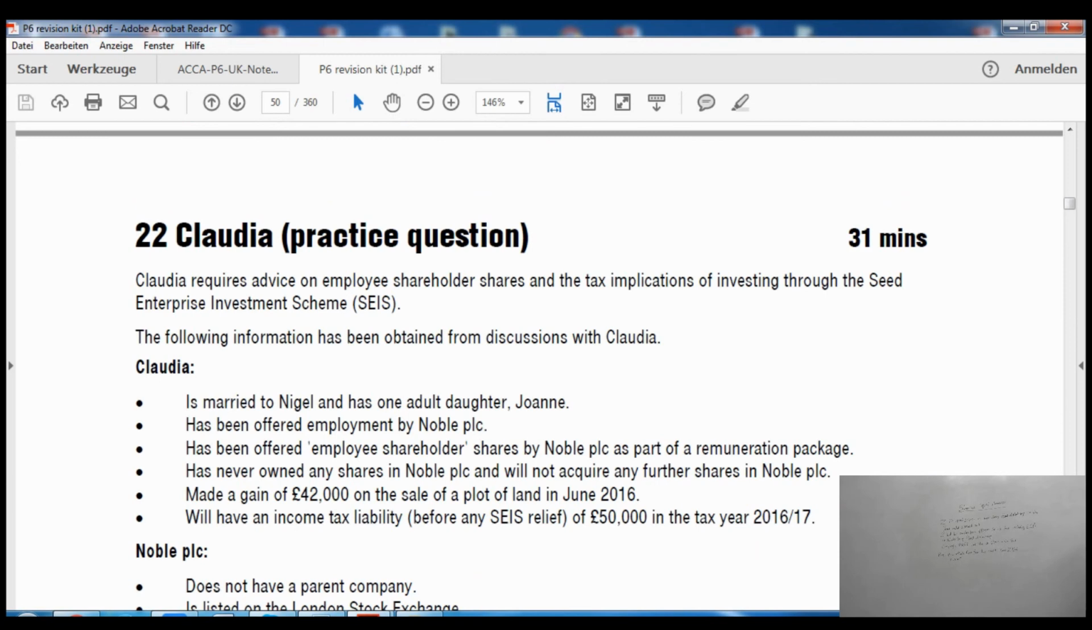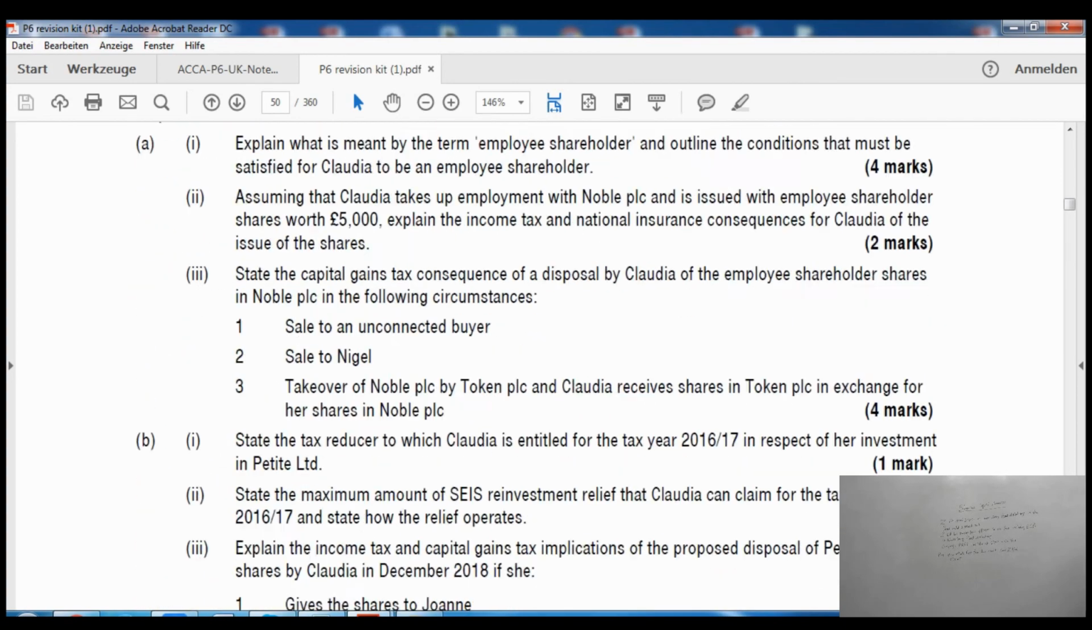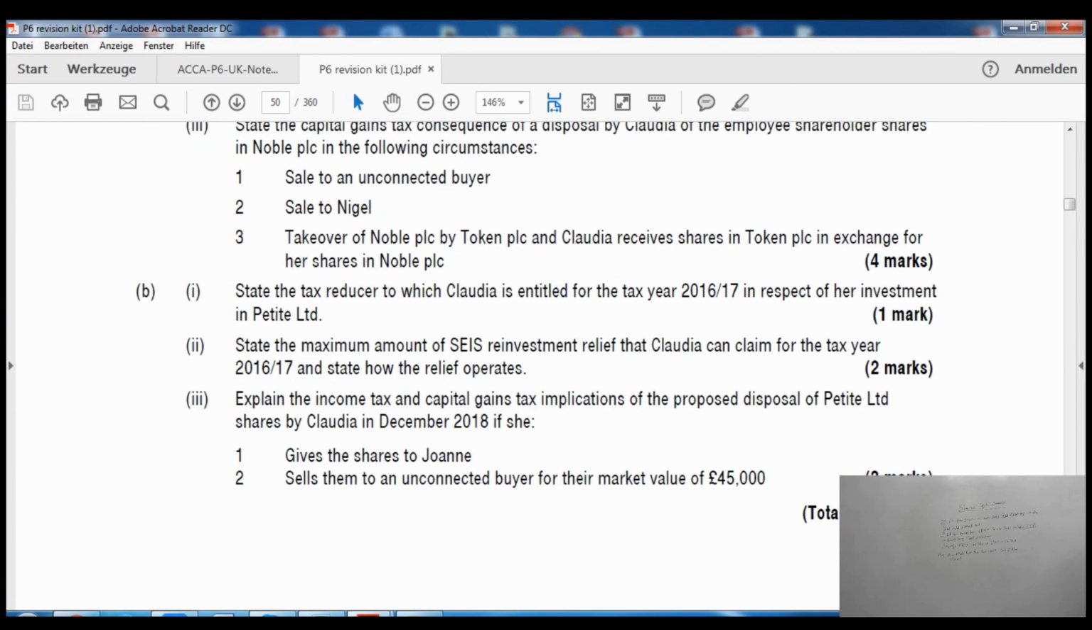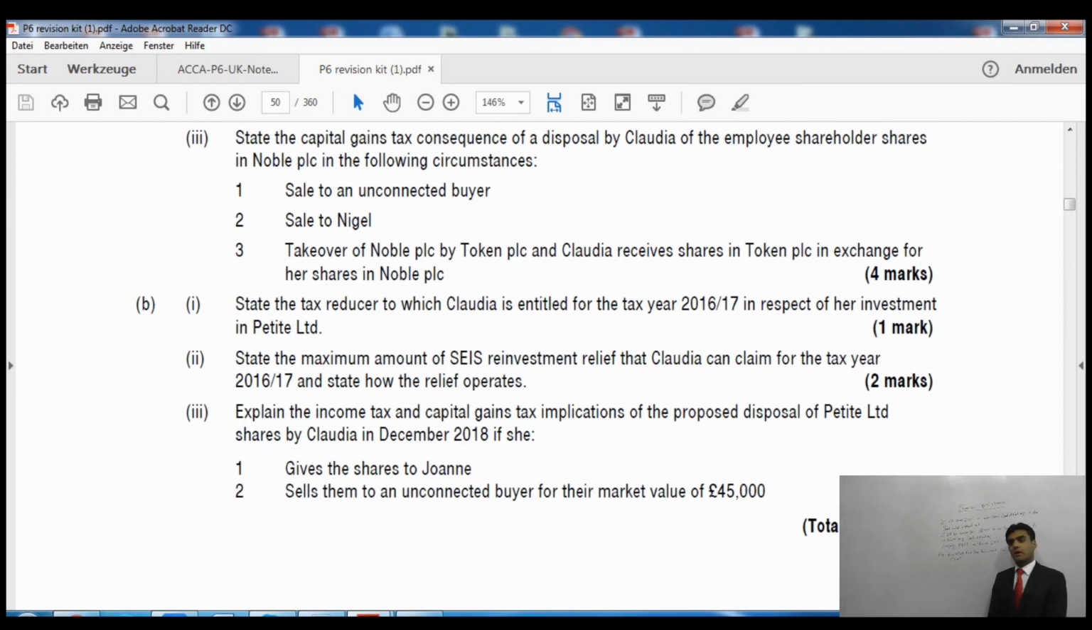Claudia is married to Nigel and has one adult daughter, Johnny. So Nigel is a spouse. When shares are given to a spouse, what we normally do for capital gains tax purposes is no gain, no loss, so there won't be any capital gains tax. Whatever the cost is, it will be the sales proceeds, so proceeds equal cost. That is the normal way to do it. However, because these are employee shareholder shares, normal rules won't apply. The rules which we have discussed earlier apply: the first £50,000 will be exempt, and on the excess the capital gains tax will be calculated in the normal way.